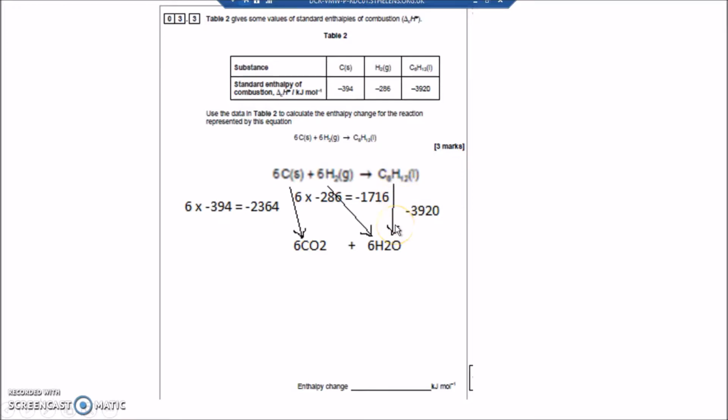Now then, I've got this equation, and it's come from here to here, here to here, and it's got to go from here back to here to match that one. So if I'm going in this direction here, all these arrows have got to come in this direction, so I've got to reverse that sign. So this one is minus 2364. I've done that, it's in the right direction. Minus 1716, it's going in the right direction here, but this one needs reversing. Doesn't need multiplying by anything, because I've got 1 cyclohexane here, but it does need reversing, so that should be a plus 3920 to come round in this direction.